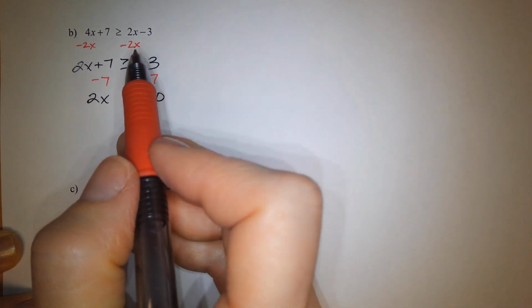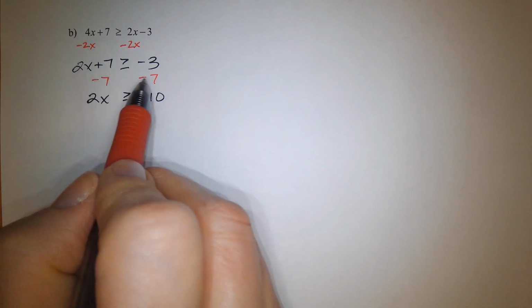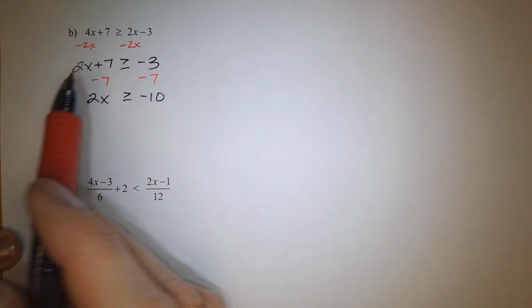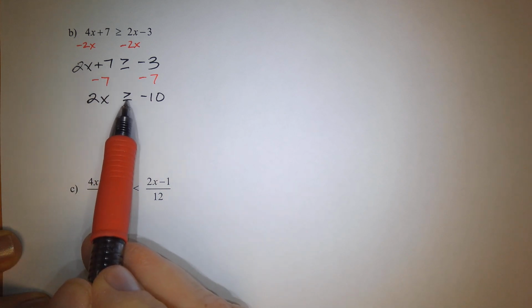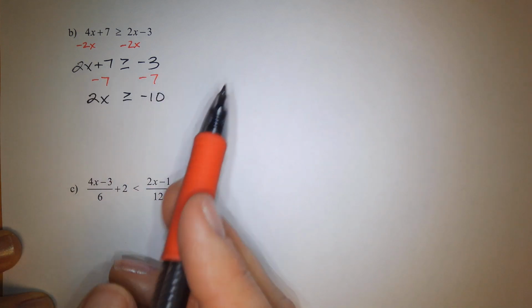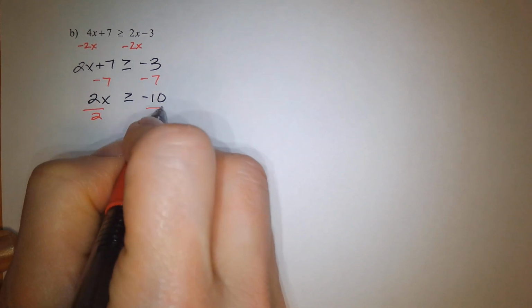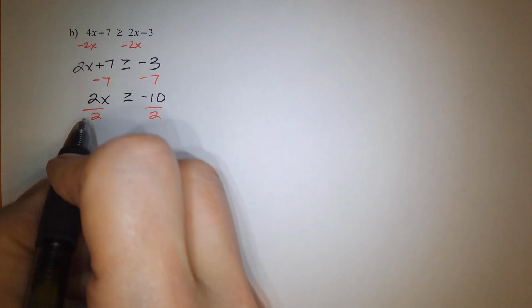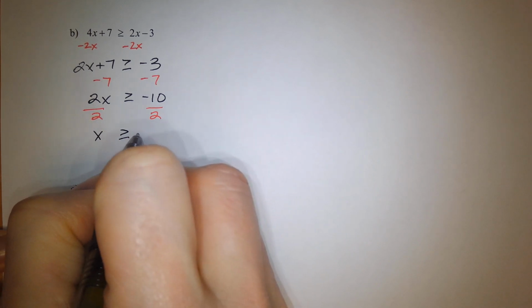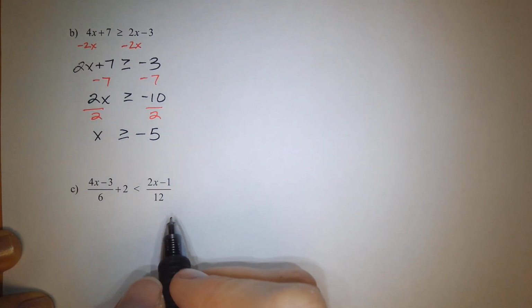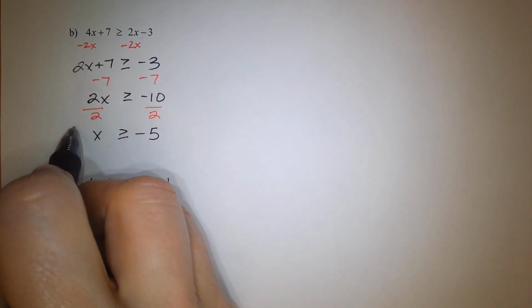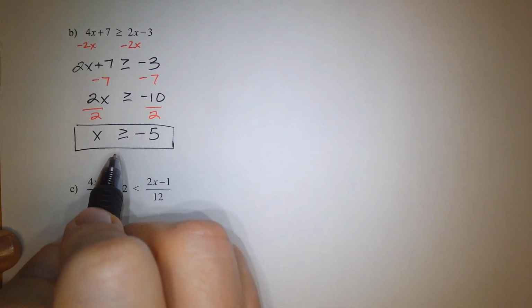Now up until this point, all I've done was subtract terms to the other side. Subtracting is okay. We do not need to change inequality symbols when we subtract. Now we divide out the coefficient. I am dividing by a positive number. Dividing by a positive number is an okay operation. We do not need to change the inequality symbol. So this is my inequality solution.